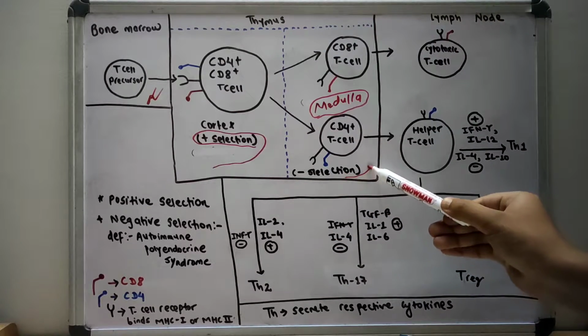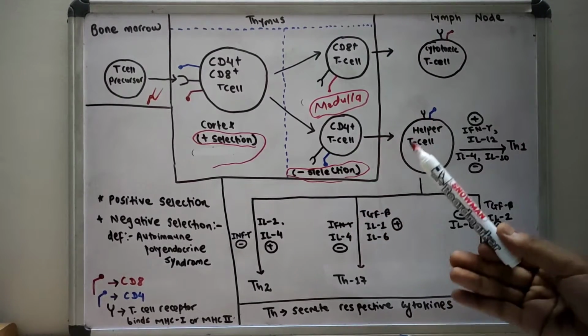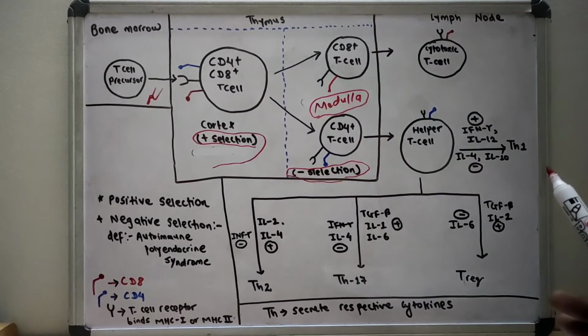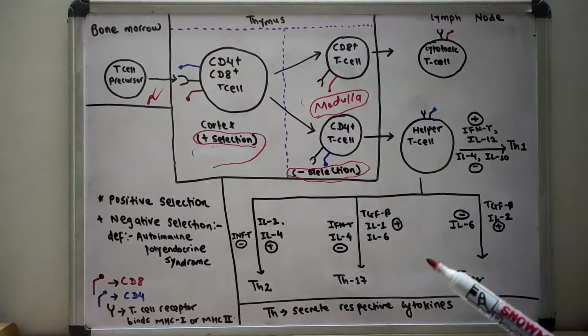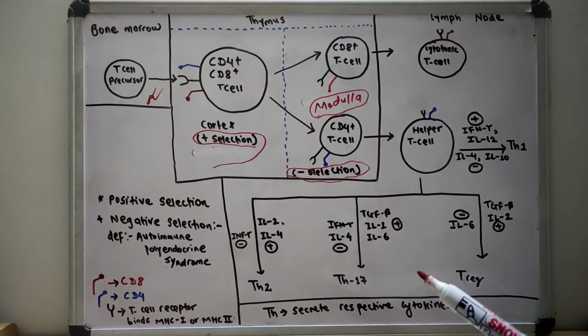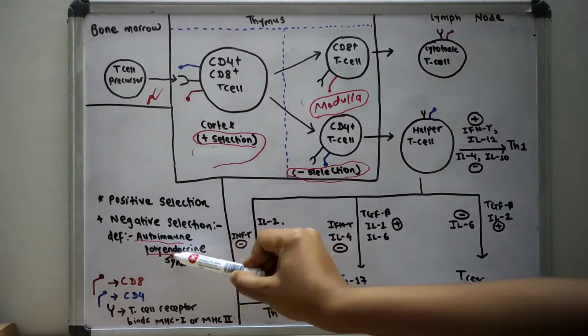Now let us discuss the negative selection. Negative selection occurs in the thymic medulla. The T cells expressing the T cell receptor with high affinity for the self antigen undergo apoptosis or become regulatory T cells. Tissue restricted self antigens are expressed in the thymus due to the action of the autoimmune regulator. The deficiency of this negative selection leads to autoimmune polyendocrine syndrome.